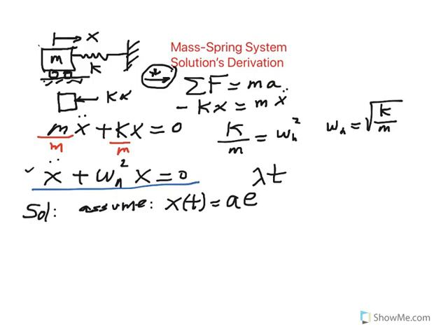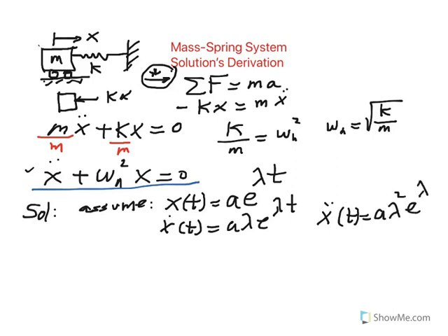So you need x double dot here. First we find x dot, which becomes a lambda e to the lambda t, and then x double dot becomes a lambda squared e to the lambda t. So let's go ahead and substitute that. Instead of x double dot, we put a lambda squared e to the lambda t, plus omega n squared times x, but x is a e to the lambda t.